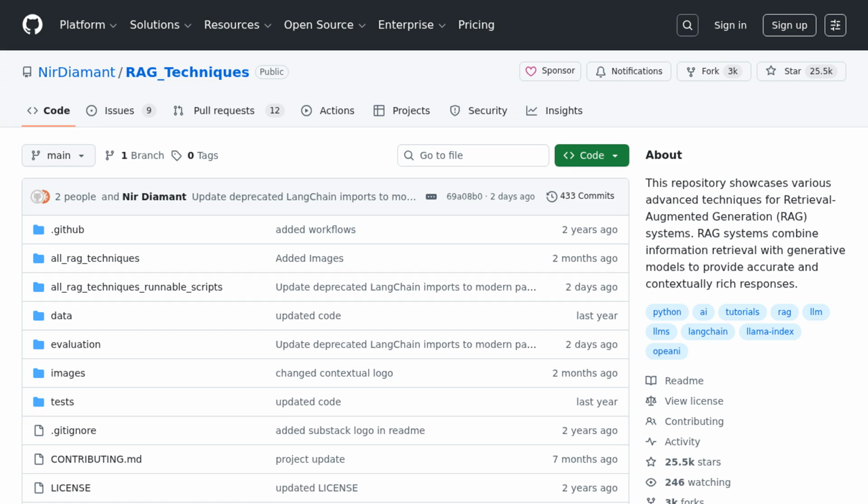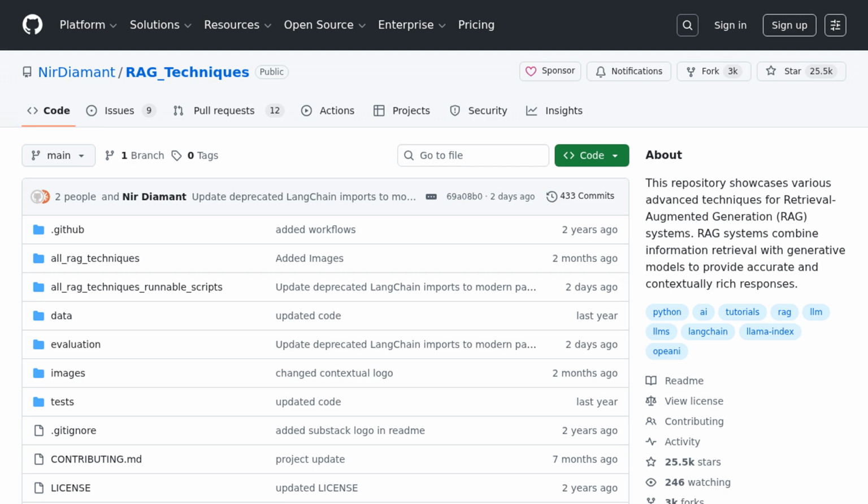What happens when you stop treating RAG as a solved problem? A repository called RAG Techniques, built by NirDiamant, has crossed 25,000 stars on GitHub with nearly 300 new stars added in a single day. The reason is straightforward. Most developers building AI systems know how to stand up a basic retrieval pipeline. Far fewer know how to make it actually work under real-world conditions.